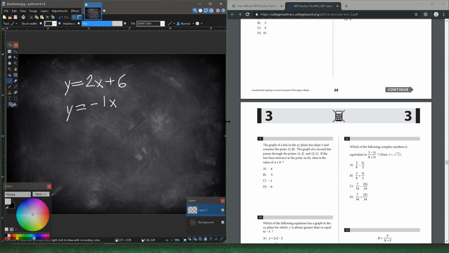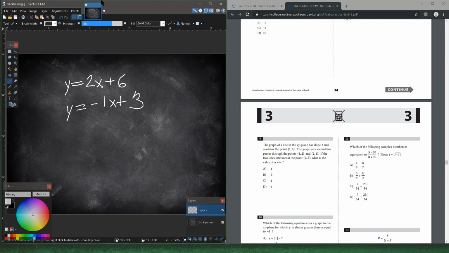So negative 1 times 1 is negative 1. So you have to add 3 to this equation. Then it goes through the point (1, 2). Now you can also put in the other point: negative 2 plus 3 is 1. So this equation is correct.